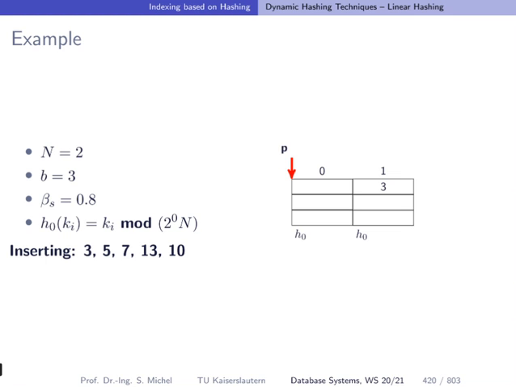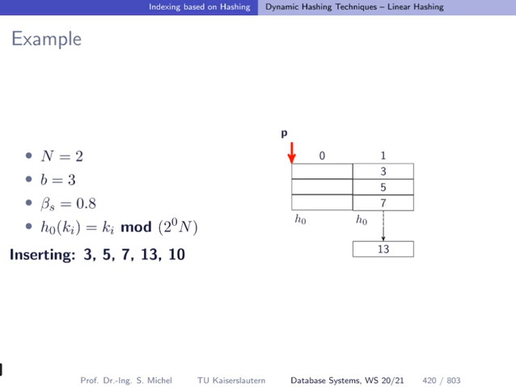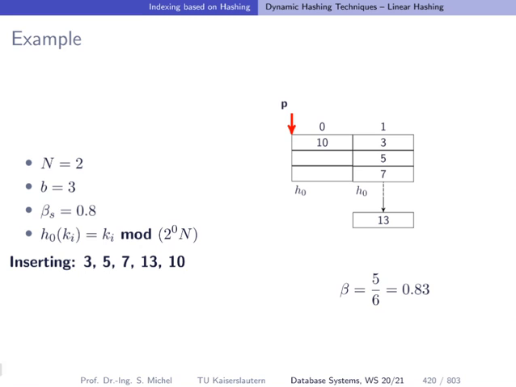First of all, the 3 and 5, 7, and now we need an overflow bucket because 13 does not fit into the bucket with ID 1. And then we're inserting 10 into bucket 0, and now we compute the allocation factor, which is 0.83, and we see this is exceeding our threshold 0.8. So now we have to do the first split.